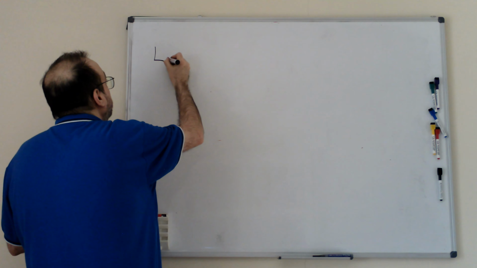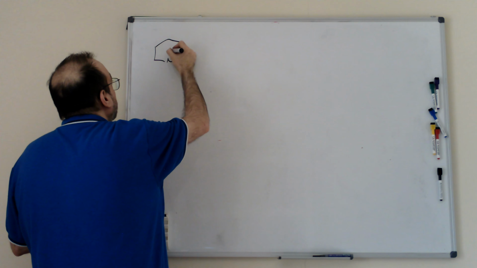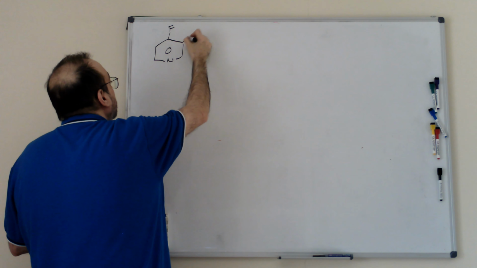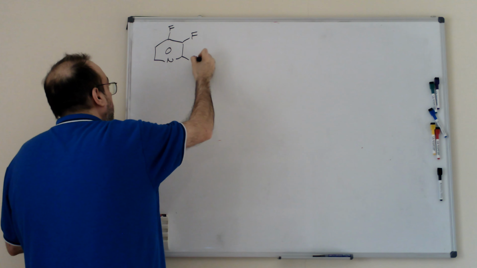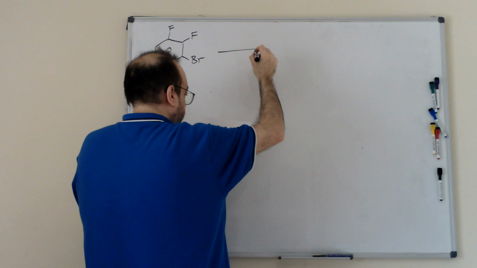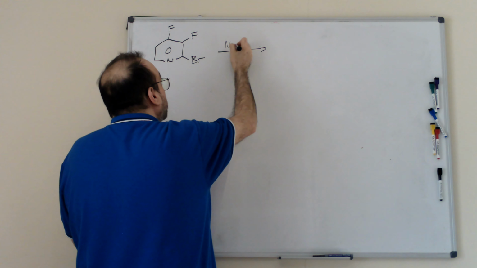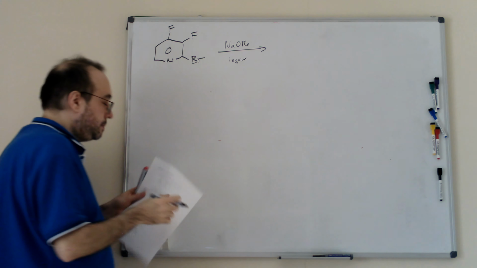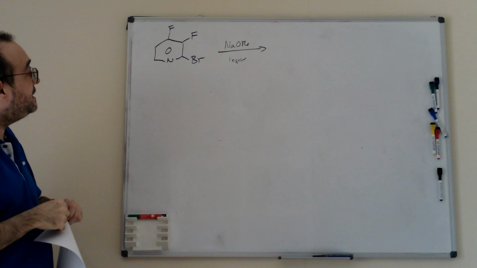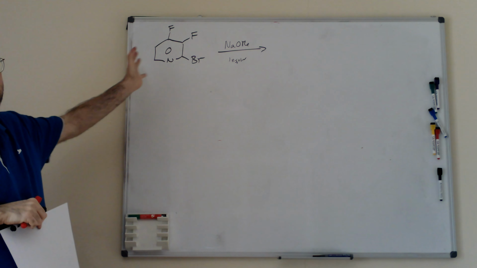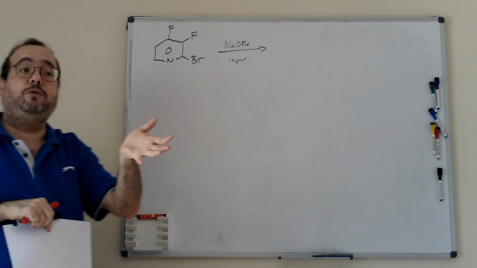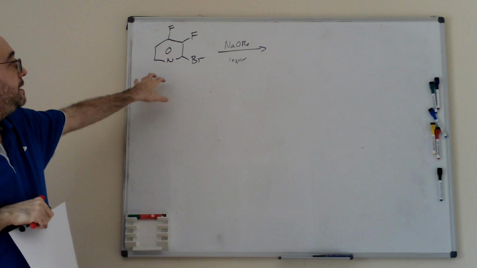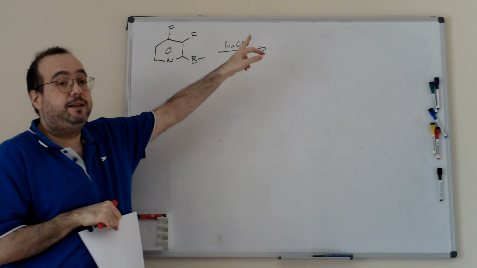We have this compound, and we add sodium methoxide, 1 equivalent. What will happen? Basically, we have a pyridine, a compound that is highly activated for nucleophilic aromatic substitution, and we have a very good nucleophile, a methoxide.